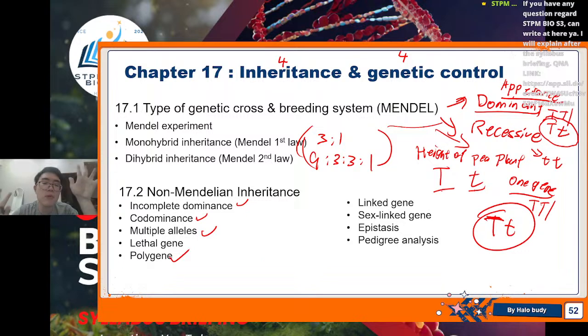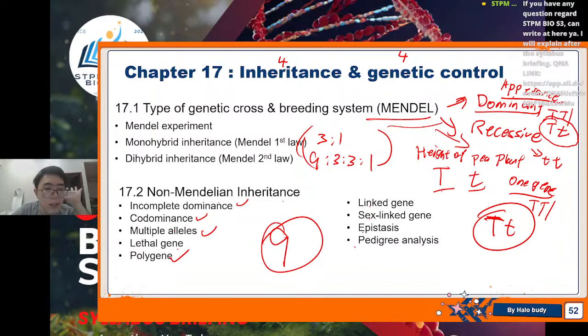All of these non-Mendelian inheritances are based on research done after Mendel. Mendel did his research and published it to the whole world. Then further scientists did research and found that not all species follow Mendel. They classified a total of 9 types of non-Mendelian inheritance that occur in the world.